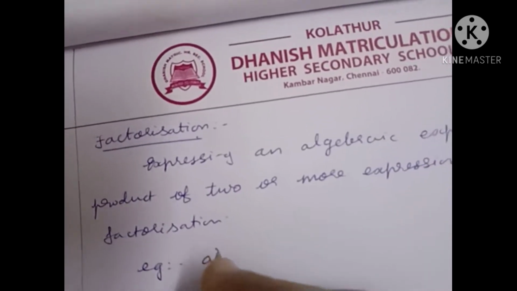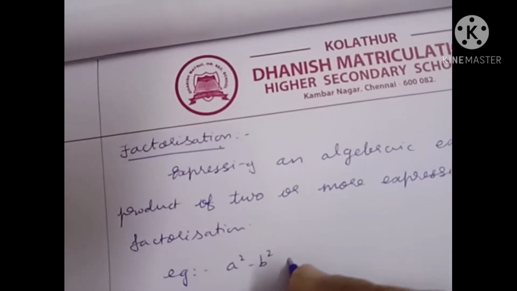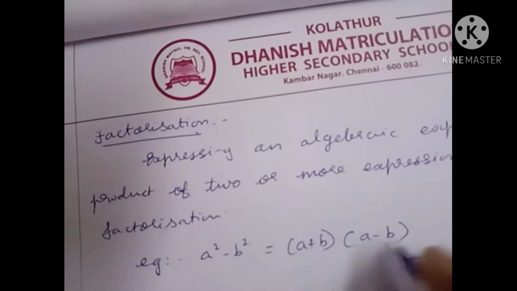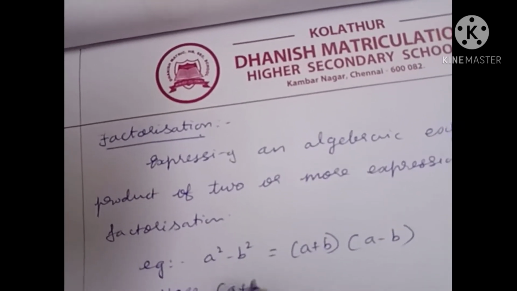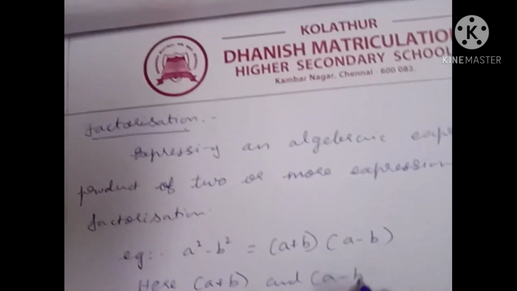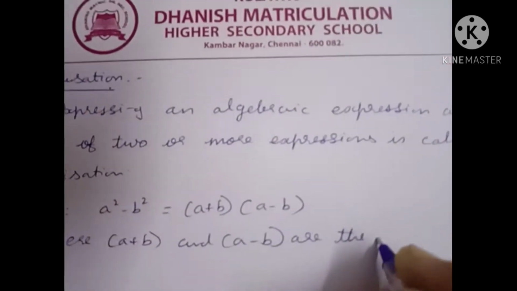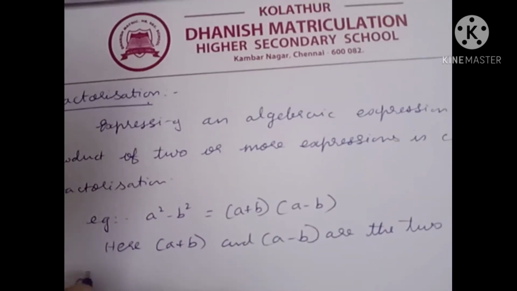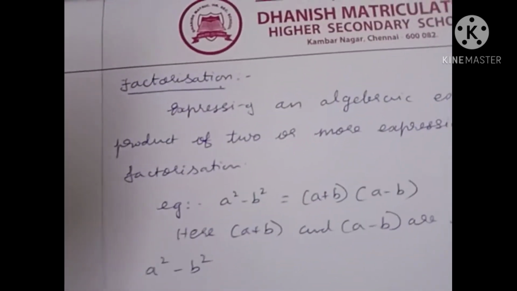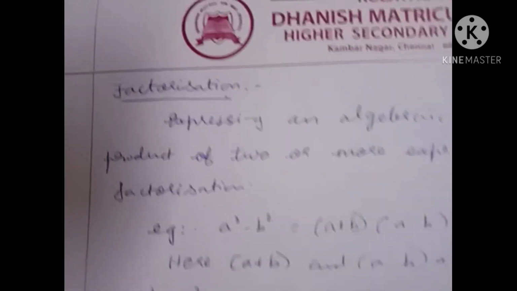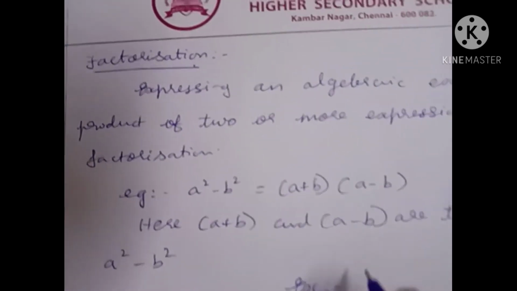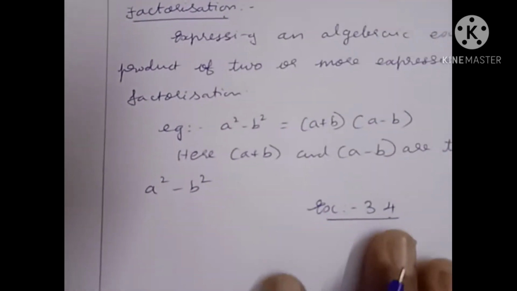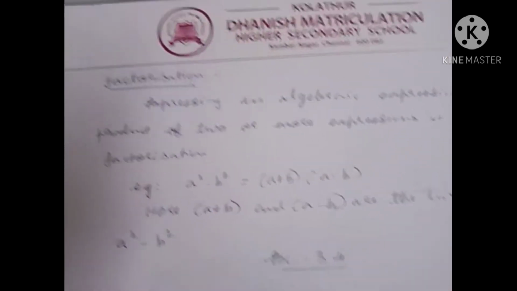Example, if you take a square minus b square, which is equal to a plus b into a minus b. So here a plus b and a minus b are the two factors of a square minus b square. There are four types of factorization. We will see this fourth type of factorization by doing the exercise sums from 3.4.